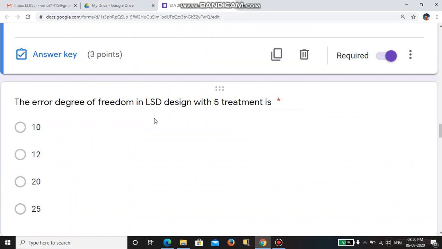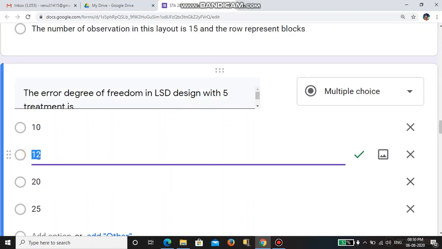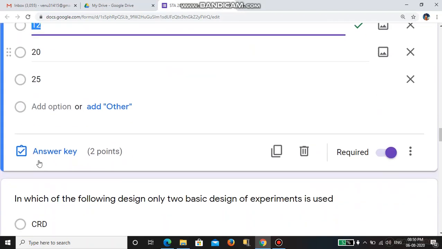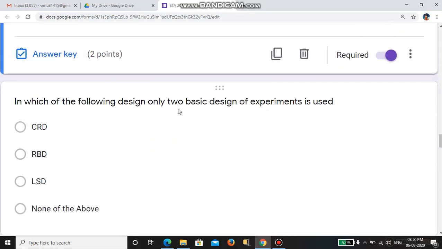An error degree of freedom in LSD design with 5 treatment is, okay, so here you want to apply the formula, okay, so here the answer is 12, okay, 12 is the answer, okay, so here you want to apply the formula.